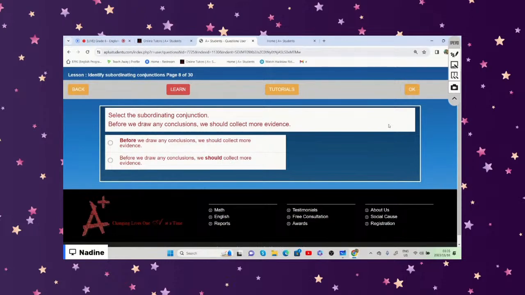All right, so we need to select the subordinating conjunction. It says, before we draw any conclusions, we should collect more evidence. So we have before and we have should. What is the subordinating conjunction? Is it before or should?